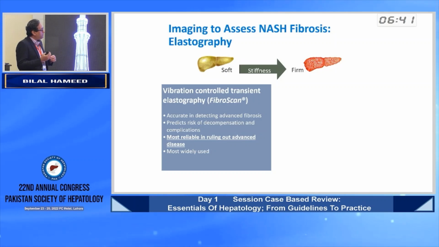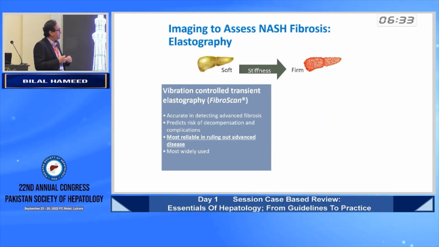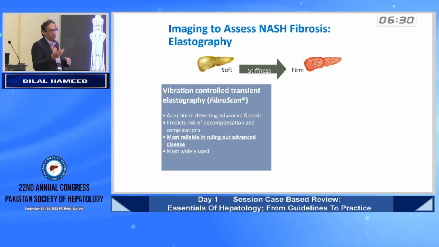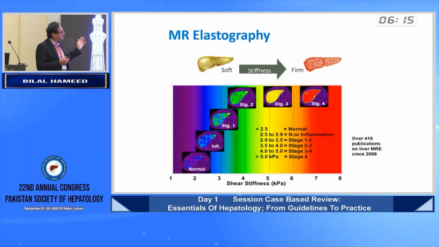And VCTE, vibration-controlled transient elastography, is very accurate in detecting steatosis. It predicts the risk of decompensation, is very reliable in ruling out advanced disease, and is very widely available. MRE has also become very popular, and we are using more and more MRE because we have the availability, but still the cost is an issue, and it can detect a very good amount of fibrosis. These are some of the features that you see. In the red, it's basically fibrosis, and in the blue, you have normal. And you will see a lot of these new phase 2 clinical trials using MRI-PDFF or MRE as technology, and it has some role in it.